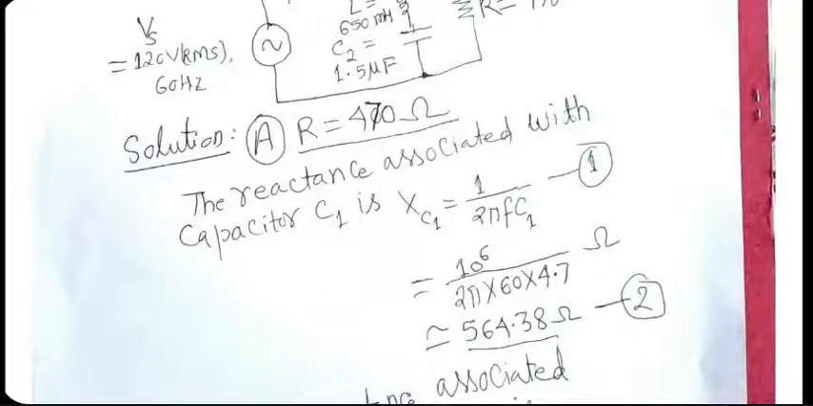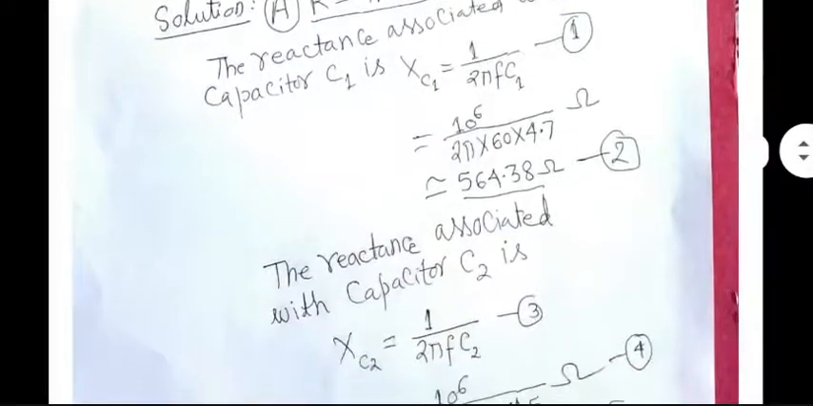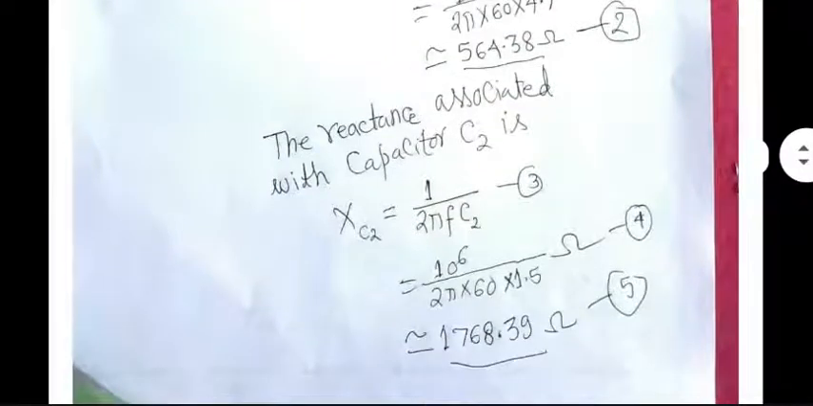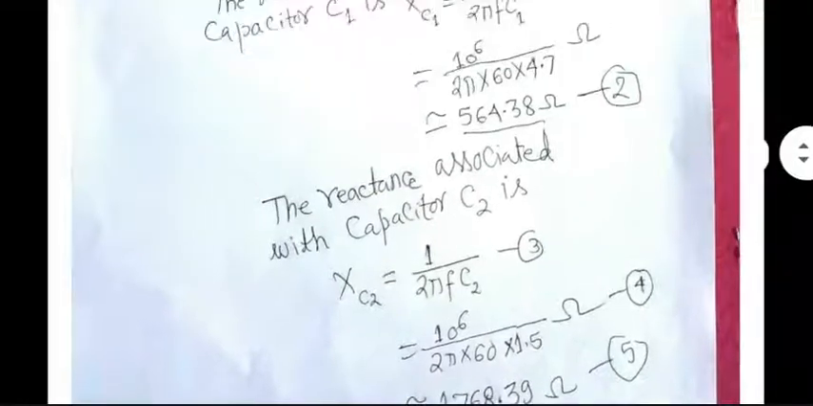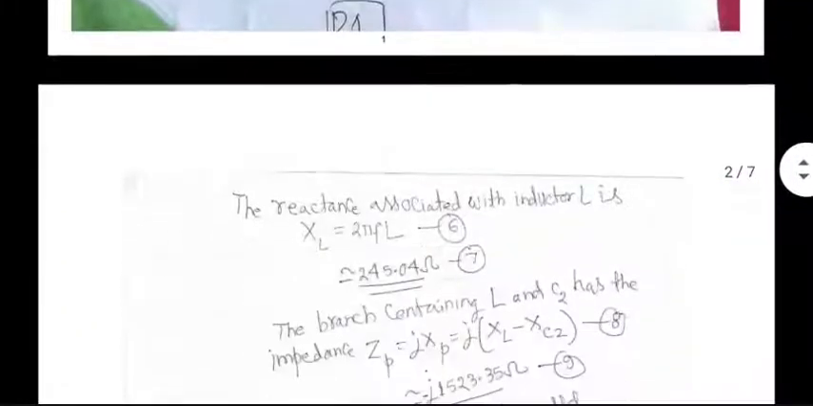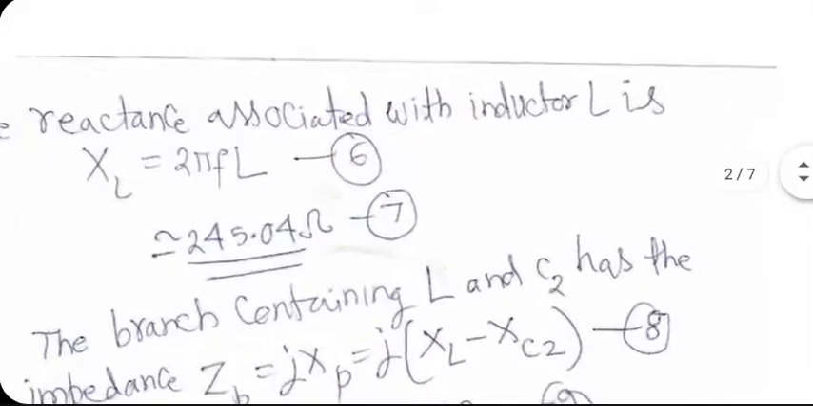XC1 is 564.38 ohm. It's a real value. Reactance is always real. It is the impedance which is complex. For C2, similarly, I get the corresponding reactance, 1768.39 ohm. For the inductor also, I use this well-known formula. I get the reactance as 245.04 ohm.